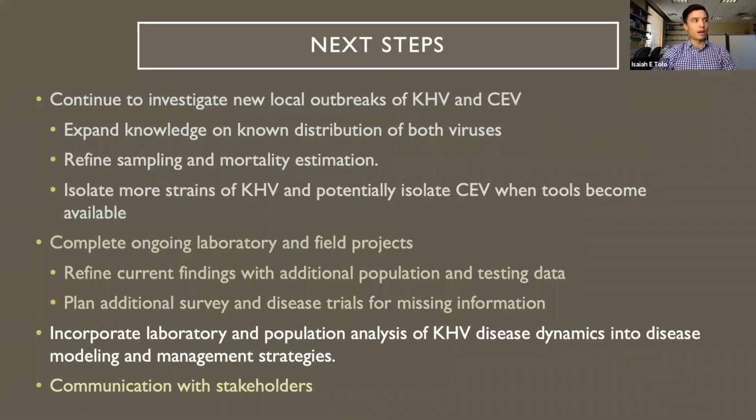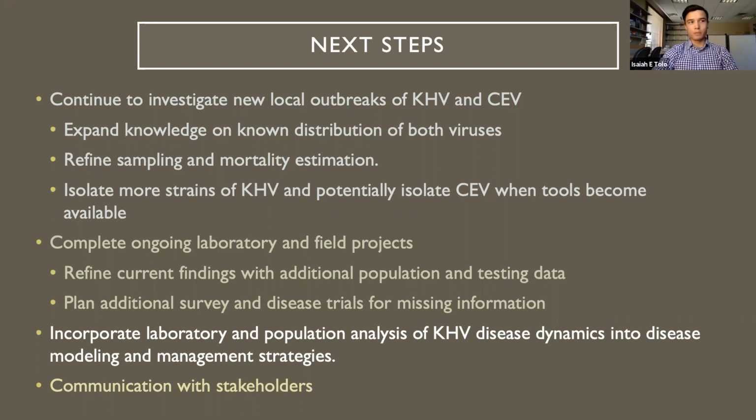So the next steps for this project, we need to continue to investigate new and local outbreaks of KHV and CEV to keep putting dots on the map. If we're actually going to think about using this as an augmentative approach, we need to know where the virus already is and isn't, so we can plan out how you would potentially use it. We also need to refine our sampling and mortality estimation to get a better handle on how natural outbreaks actually impact these populations. And we want to isolate more strains of KHV so that we can do more detailed population genetics analysis, which can tell us more about how the KHV has been spread throughout the state.